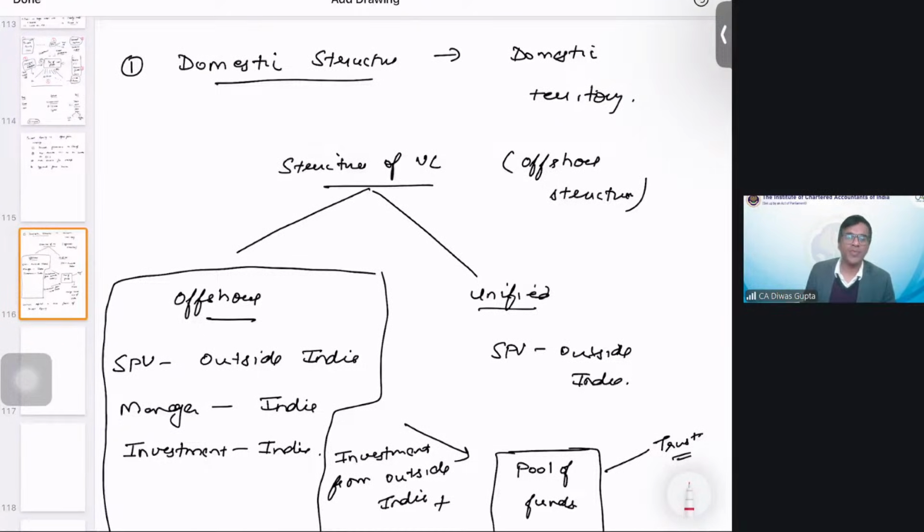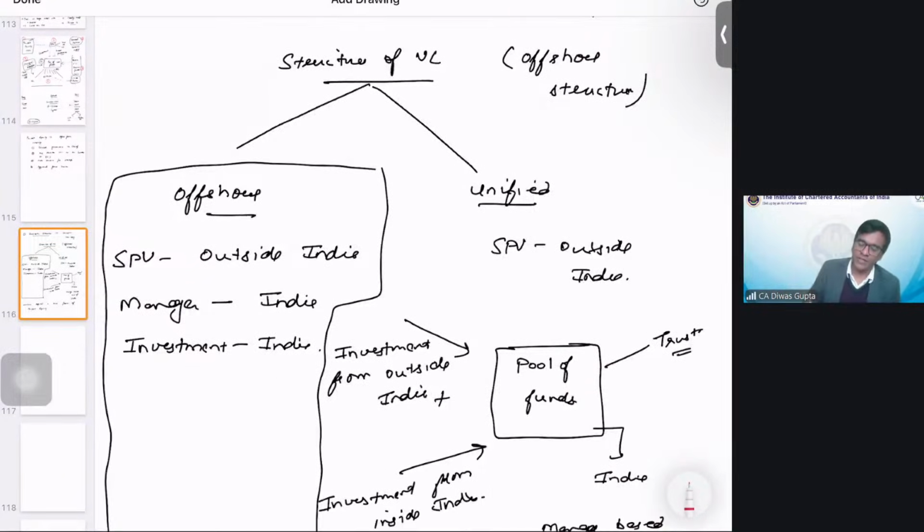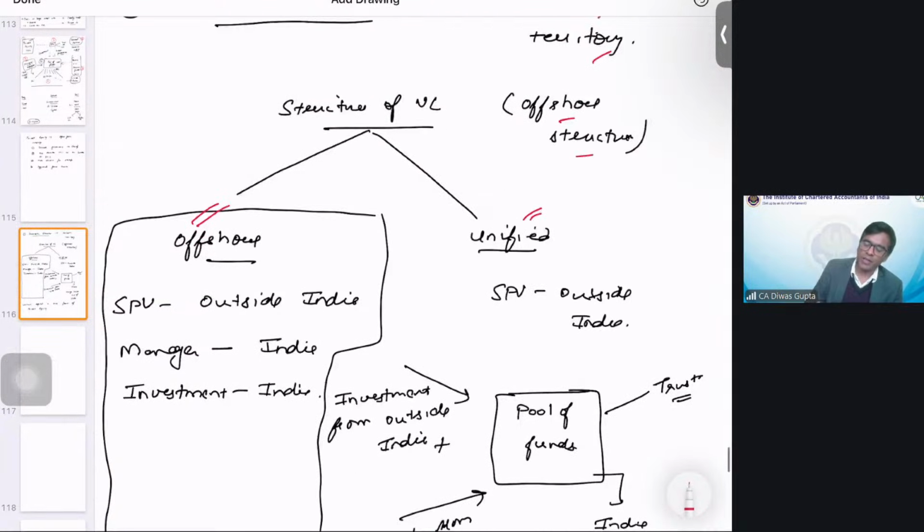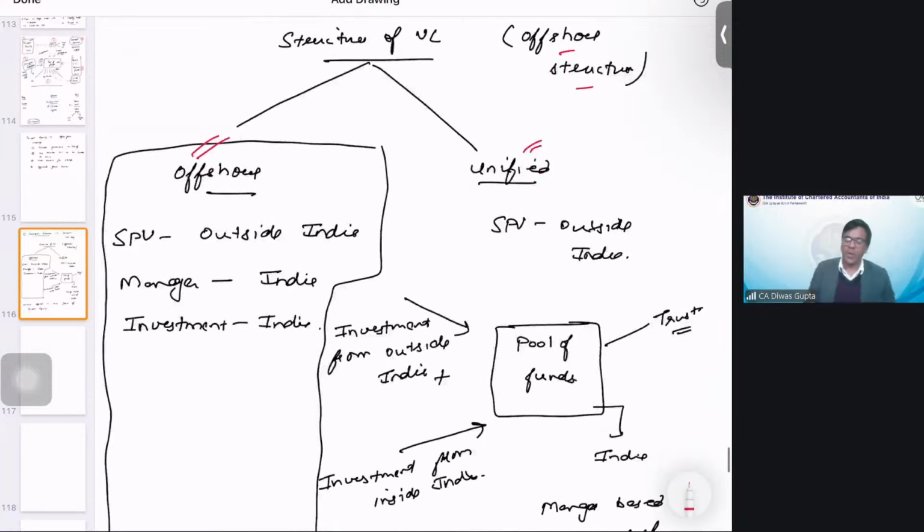Then let's talk about the case of a venture capitalist, where there is a concept of domestic structure and offshore structure. In a domestic structure, everything is within the domestic territory. The structure of VC can also be offshore. So we are talking now about offshore structure. Offshore can be of two kinds: one is offshore, and the second is unified. So the first one is offshore.